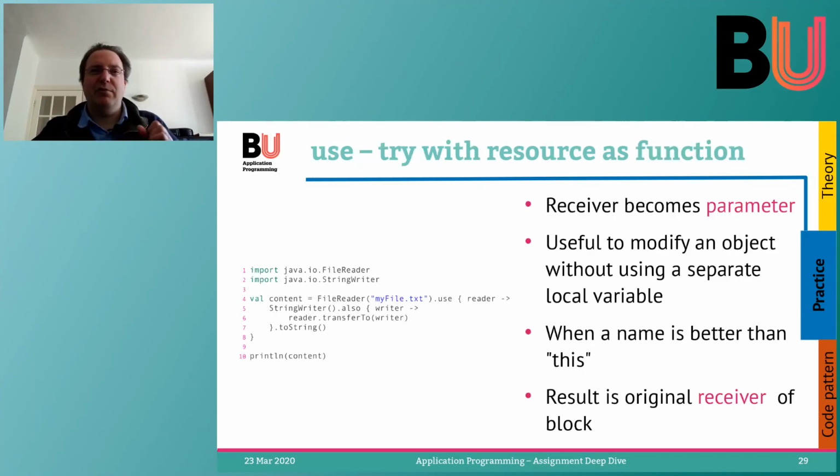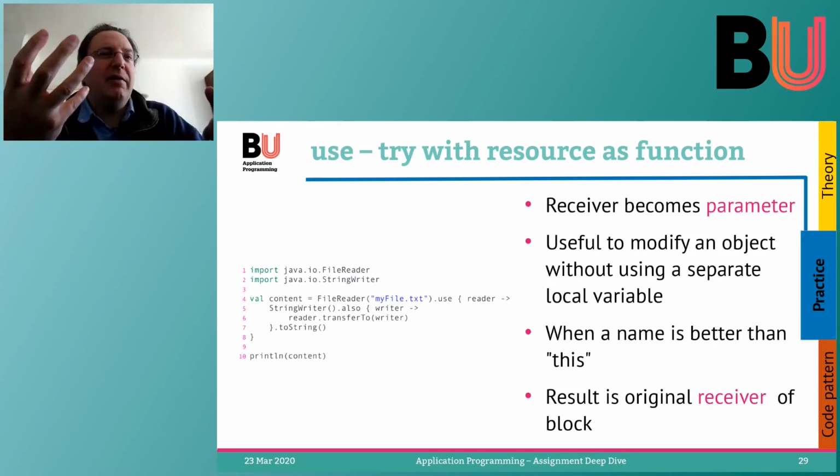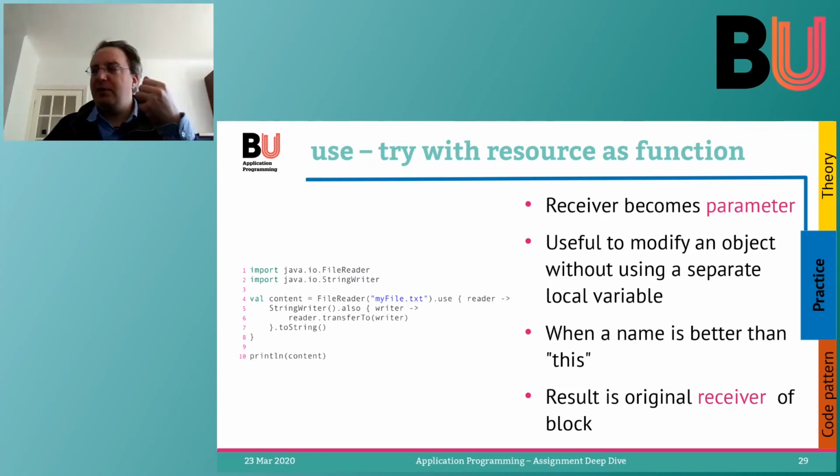So what does this look like? We can have here, for example, a file reader that reads a file. So we create that. Then we have the use function. The use function takes this and automatically closes this object. So this object is passed into use, and the return value of use is whatever is the return of this statement. And lines 5 to 6 all have this statement in there.